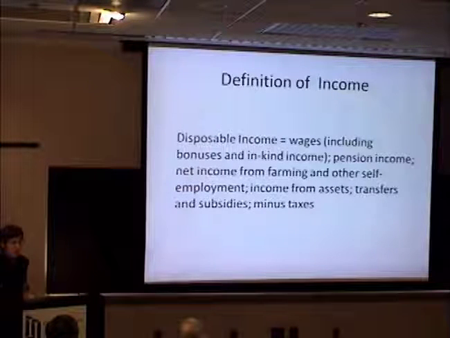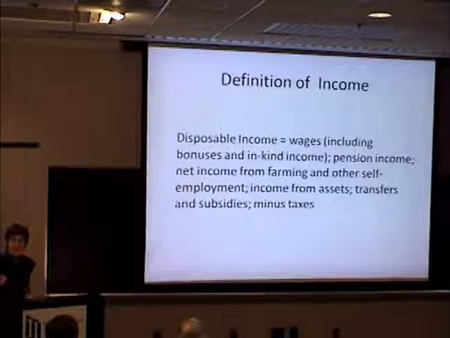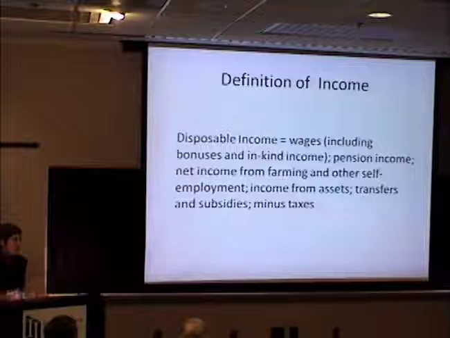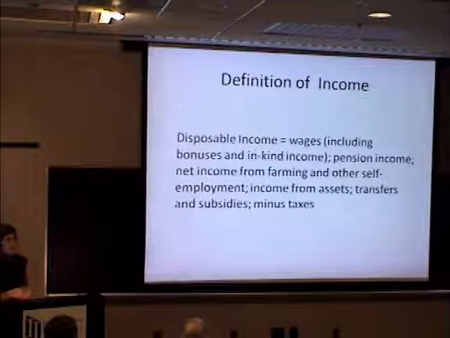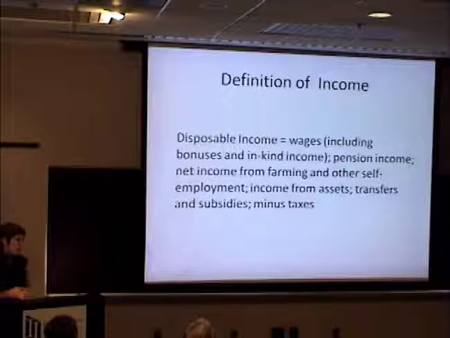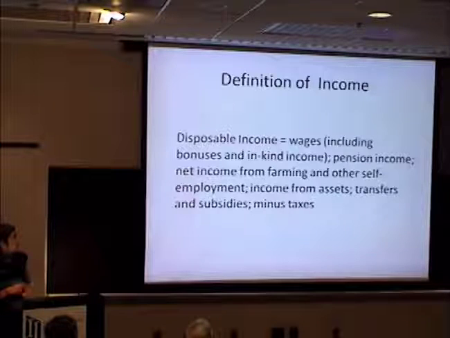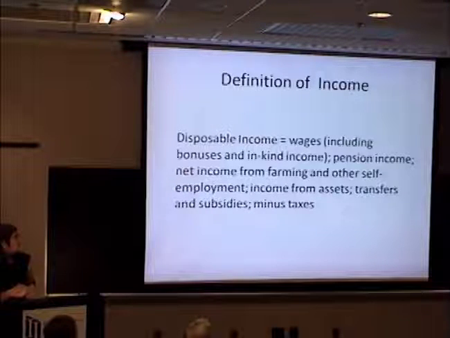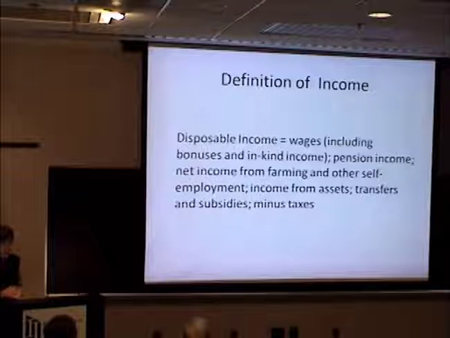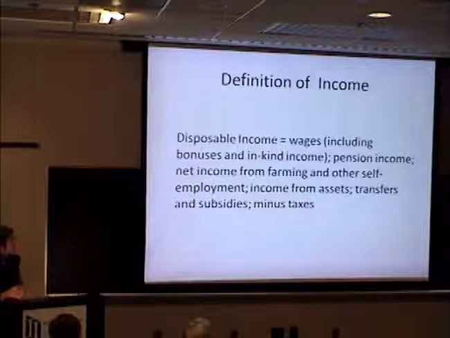In our study of inequality, we're measuring inequality in income. Inequality can occur in lots of things, education, health, and so forth, as well as income. But here I'm just focusing on income. The measure of income is disposable income, including wage earnings, pension income, net income from farming, self-employment, and businesses, and income from assets, including housing. I'll say a word about that in a minute. It also includes transfers and subsidies, but net of taxes.